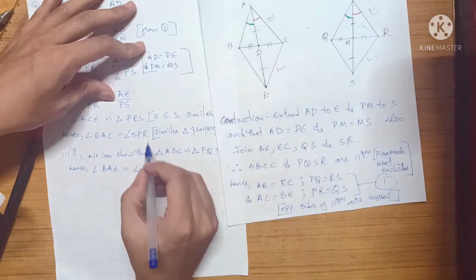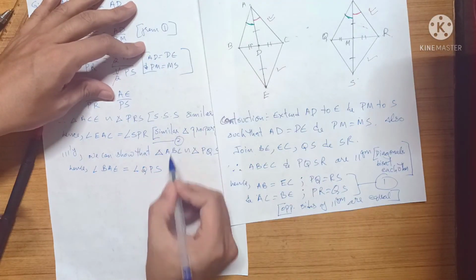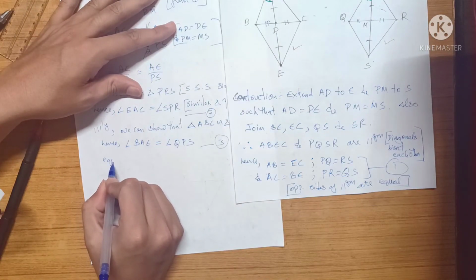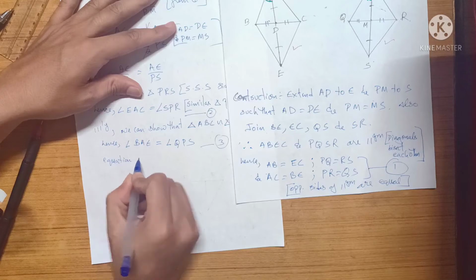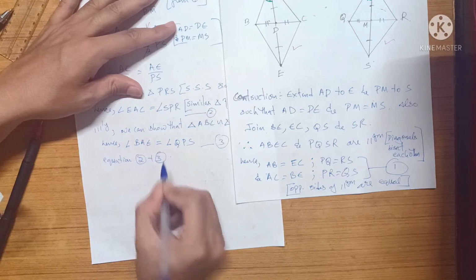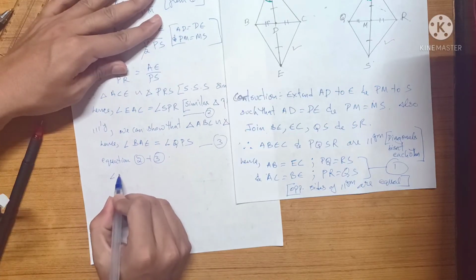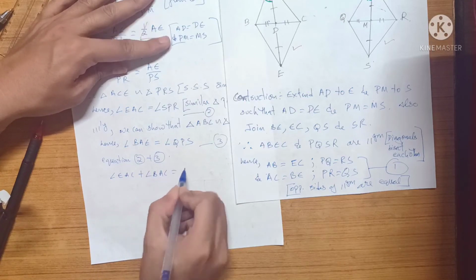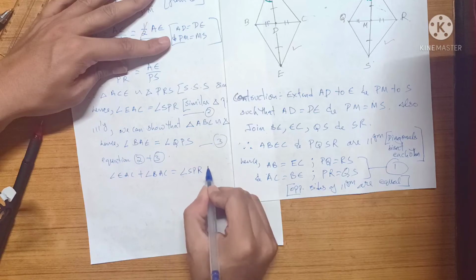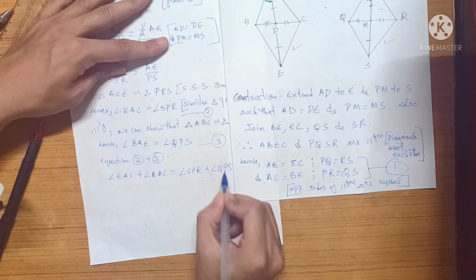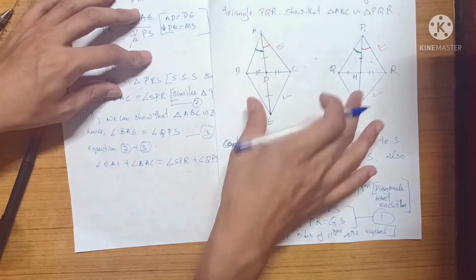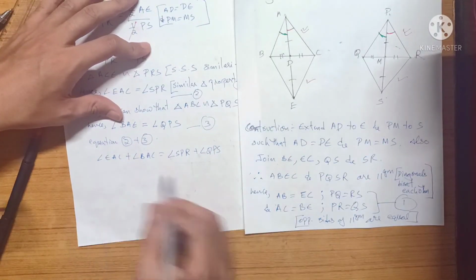We have already taken one equation, so I'll take this equation 2, this is equation 3. Equation 2 plus 3 will give us what? Angle EAC plus angle BAE equal to angle SPR plus angle QPS. The concept is, it might seem lengthy, but the concept is quite easy. The only difficult part is drawing this thing, the construction part.